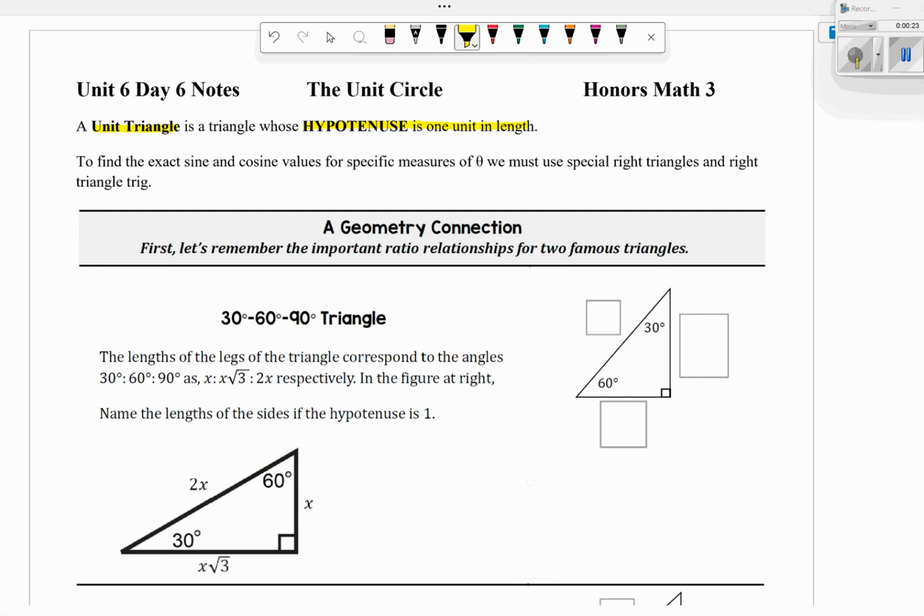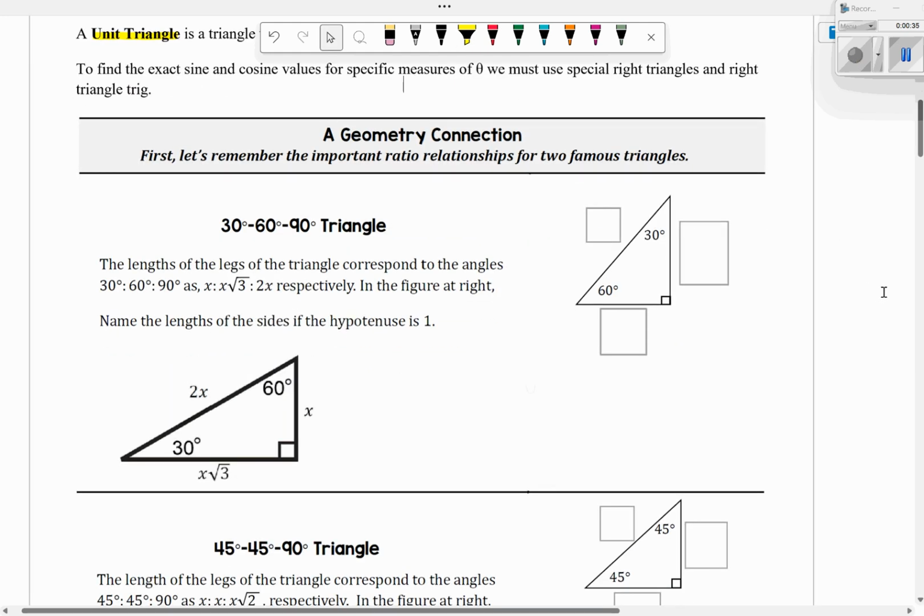To find the exact sine and cosine values for specific measures of theta, we must use special right triangles and right triangle trig. So first, let's remember our relationships. Remember we talked about the 30, 60, 90 triangle, where across from the 30 is x, across from the 60 is x root 3, and across from the right angle is 2x.